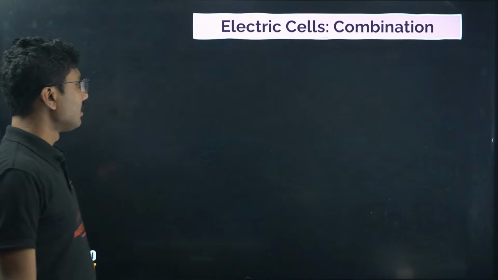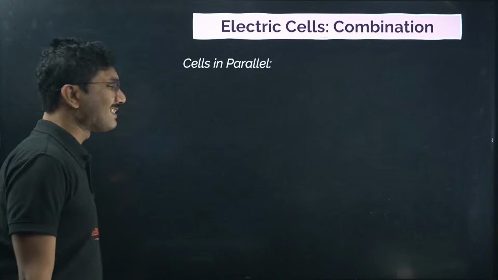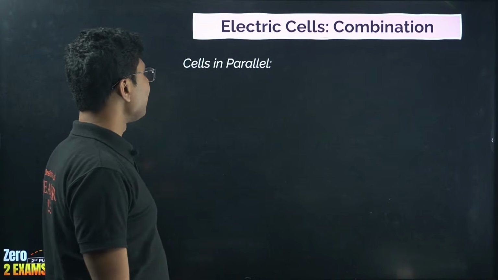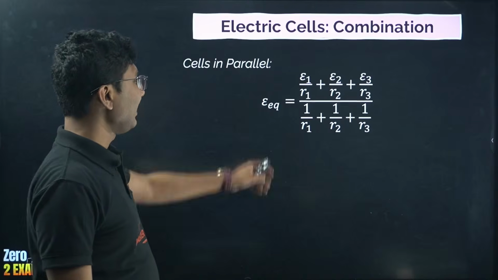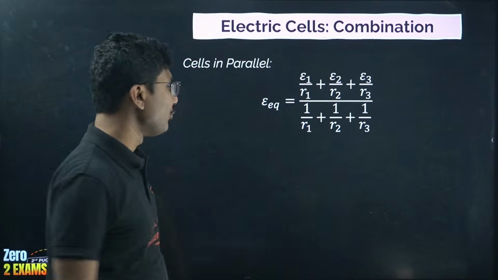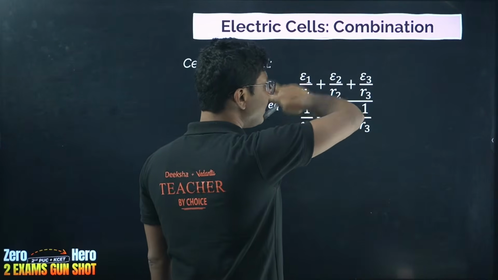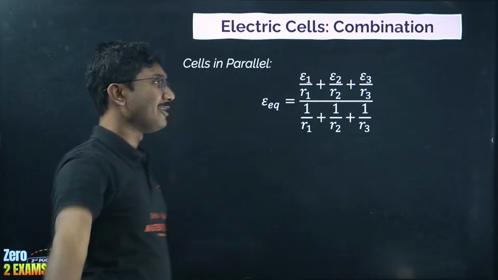Next, cells in parallel. Cells in parallel is given by this tricky formula, but if you remember this formula, it is much easier than the formula given in your textbook.